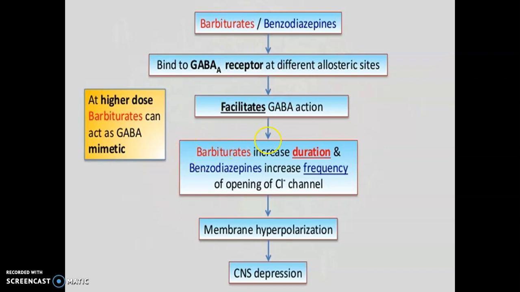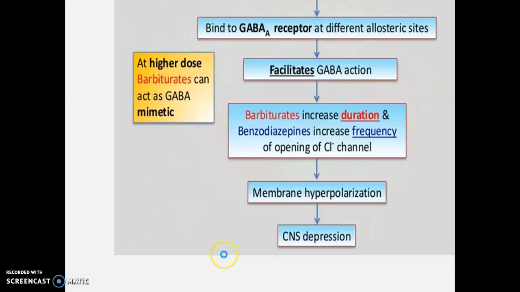Barbiturates increase the duration and benzodiazepines increase the frequency of opening of chloride channels. This leads to membrane hyperpolarization because of the larger number of chloride ions inside the cell, which leads to CNS depression. That is the action of the anxiolytics, sedatives and hypnotics, that they produce CNS depressant action.